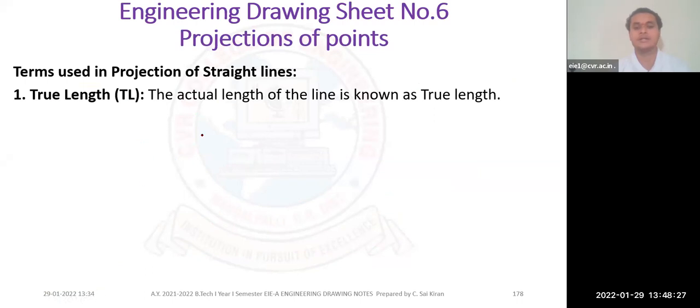True length is nothing but the actual length of a line. Suppose my pen distance is about 100 mm. This is called the true length. Whatever angle I rotate, whether horizontal, perpendicular, or any inclination, the true length will be the same. But when I'm making the projection, the length will be reduced. It won't be increased. It will either be reduced or show the true length, whatever projections you are making.